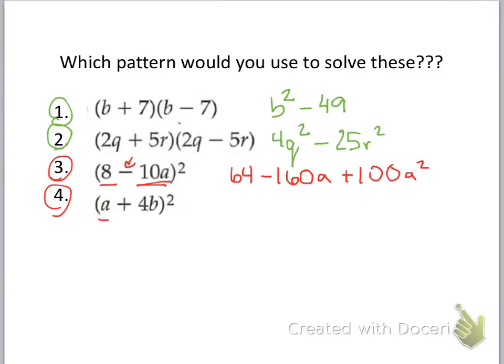Let's do the last one. First number squared. This is going to be a plus sign. First number times second number, that's 4AB, times 2, so 8AB. Second number squared.